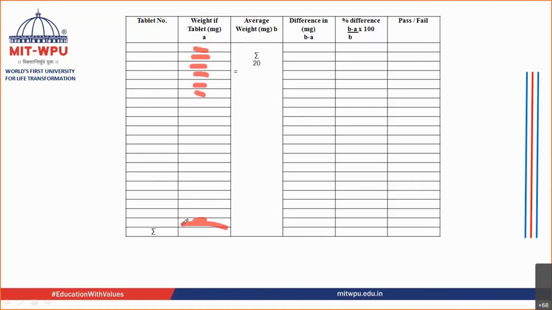And then you are going to do the summation of the weight, and then find out the average weight. That is summation upon 20. So if you do summation upon 20, you will get the average weight that you are going to write down over here. Now you have to remember one thing. This is how you do in practical.